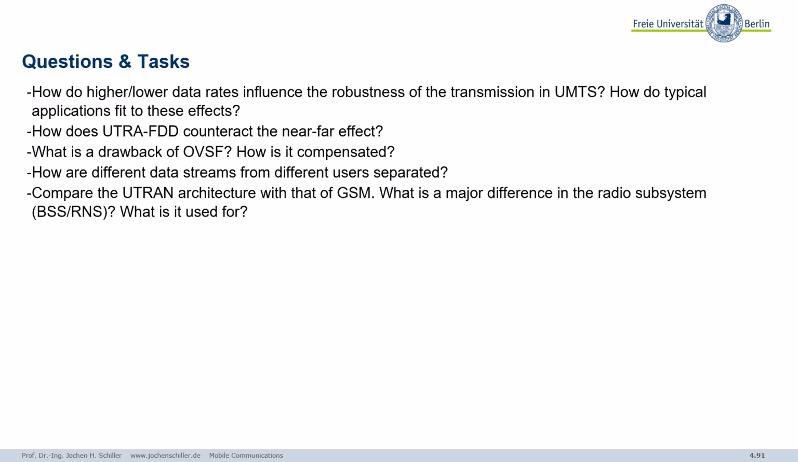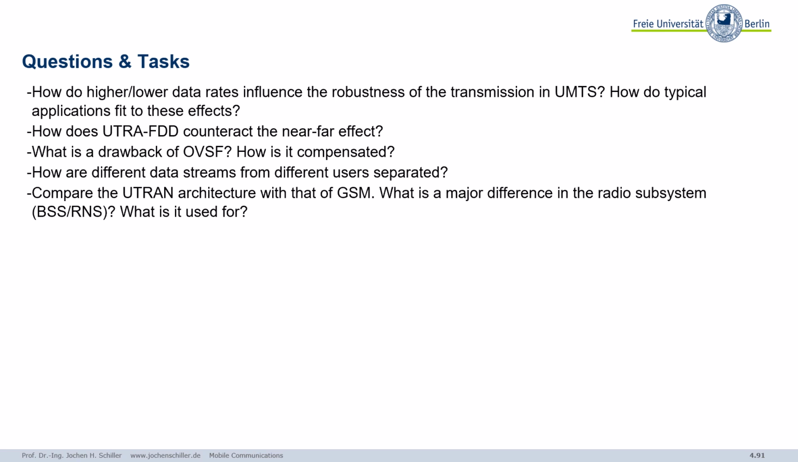Some questions. If you look at different data rates, high and low data rates, how do they influence the robustness of the transmission in UMTS? Think of narrowband interference. Think of what kind of applications actually fit to these effects. What kind of applications would not fit? Maybe you need something UMTS cannot offer. Think of different usage scenarios of high and low data rate.